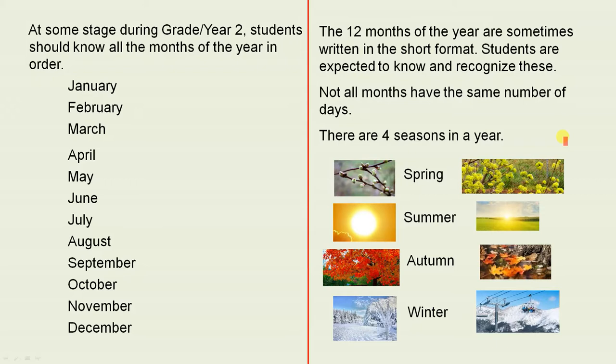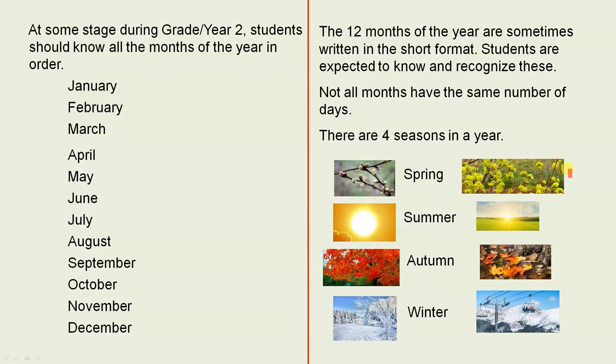There are 4 seasons in a year. So remembering if there are 12 months in the year, and each year has 4 seasons, and each season has the same number of months, you should be able to work out how many months there are for each season.